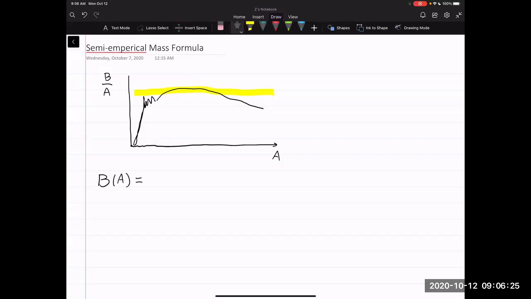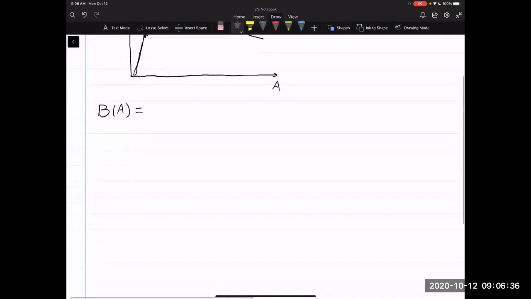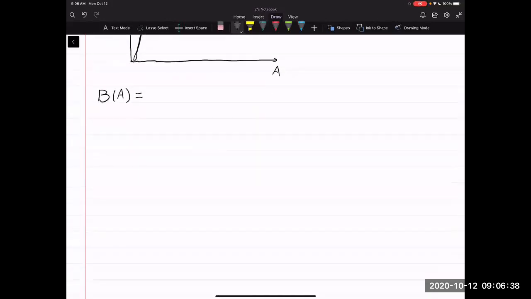This B actually has 5 terms. Let's go through each of them. Let me write it down here, and leave a blank here. I'll have 5 terms for B. Let's explain them one by one. The first term is the volume term.